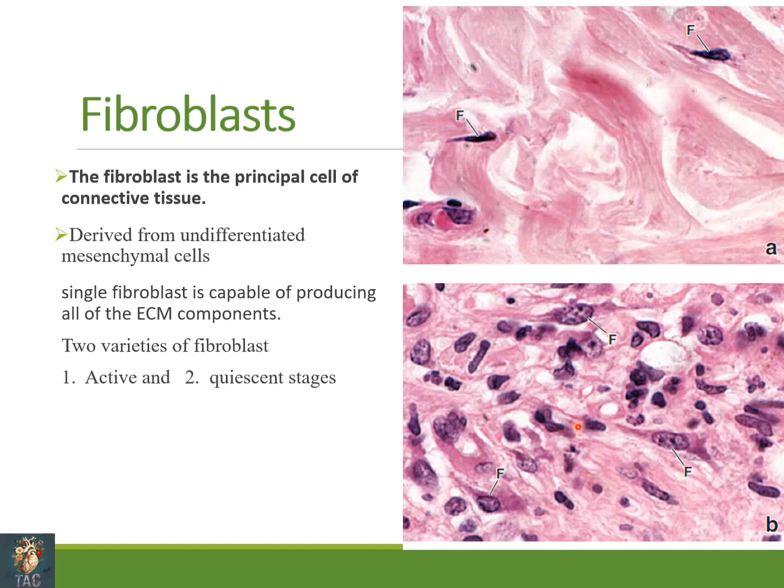Over here also you can see this is the active fibroblast, in which you can see the strong basophilia as well as the large size of the nucleus. This one is also the active fibroblast. This is also the active fibroblast, while this one is the quiescent stage of the fibroblast. It is also called the fibrocyte.